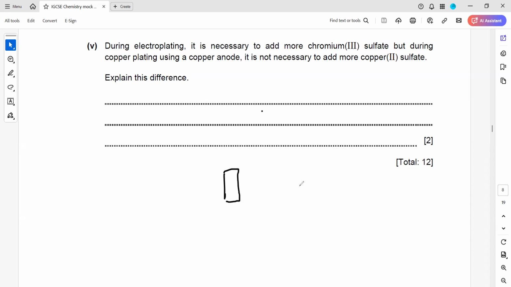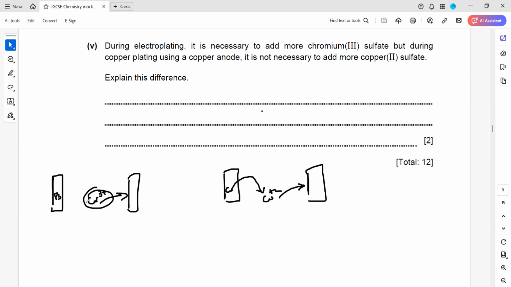In copper plating, the anode is made up of copper, and the electrolyte contains copper ions. When a copper ion moves towards the cathode, one of the copper atoms will go into the solution as a copper ion. That's why we don't have to add. But in chromium plating, the anode is made up of lead and we have chromium 3 ions. So when the chromium 3 ions move, there's nothing to balance them. But during copper electrolysis, when one copper ion goes out from the electrolyte, another copper atom turns into a copper ion. So explain this difference: why in copper plating we don't have to add copper sulfate, but in chromium plating we have to add.